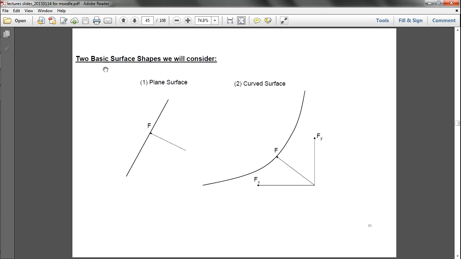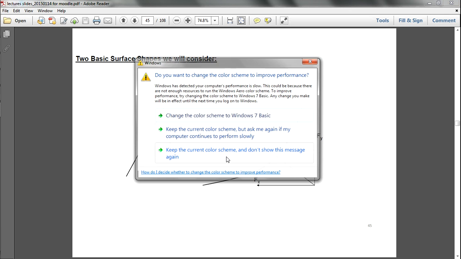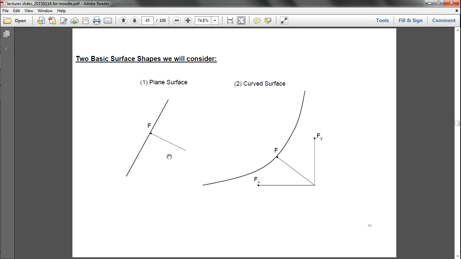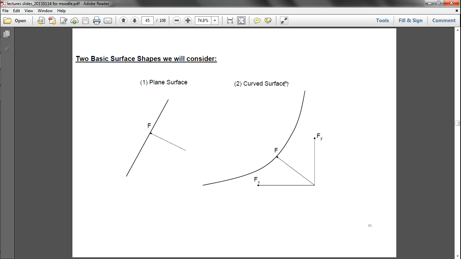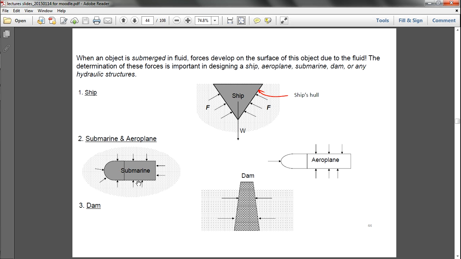Therefore, for the forces that act on the surface of the object, there are two basic shapes that we can analyze. The first one is an inclined plane, which is like the ship hull, inclined. Another one is the curved surface, which deals with Fx and Fy. So we can say that it's upon a submarine.